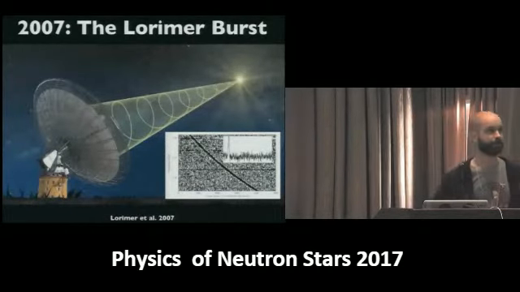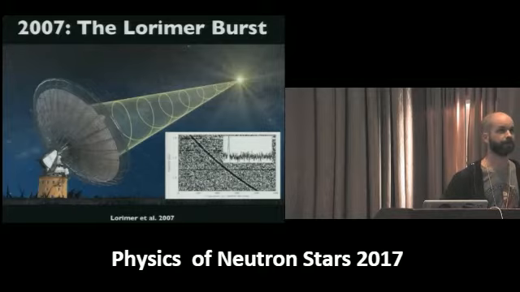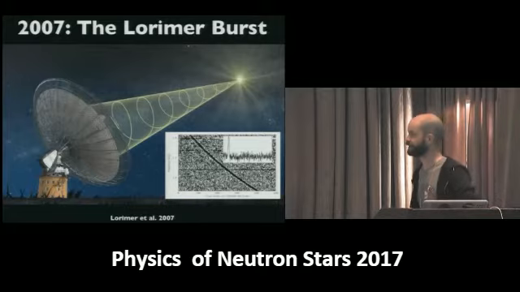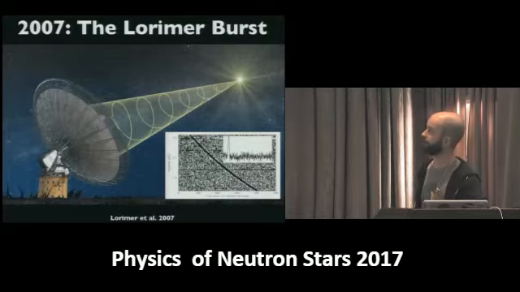So 10 years ago, this conference is to a certain degree celebrating 50 years of neutron stars, but we're also celebrating about 10 years of fast radio bursts, because 10 years ago, using the Parkes radio telescope, Duncan Lorimer and one of his students and a number of other collaborators found what is now colloquially termed the Lorimer Burst. And what is the Lorimer Burst?